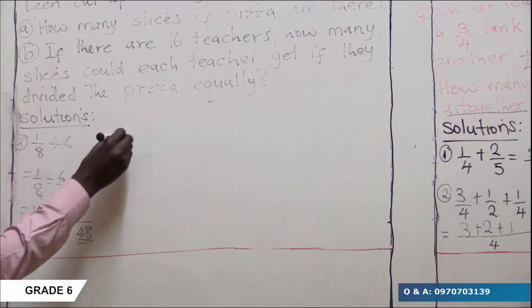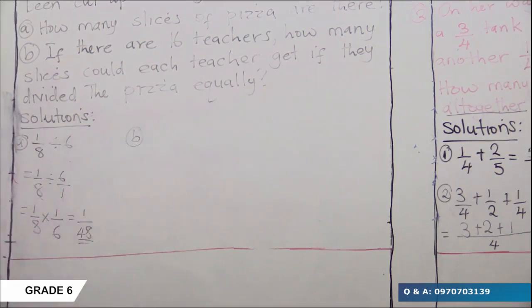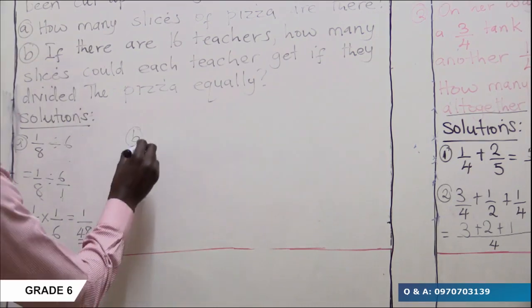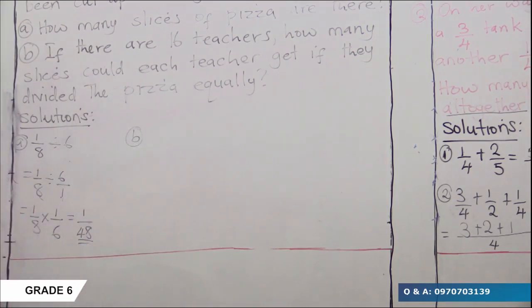We go to B. Let's go to B. If there are 16 teachers, how many slices could each teacher get if they divided the pizza equally? So boys and girls, I'll leave you with question B so that you can answer at your own time. Then we'll revise together when we meet in the next class.